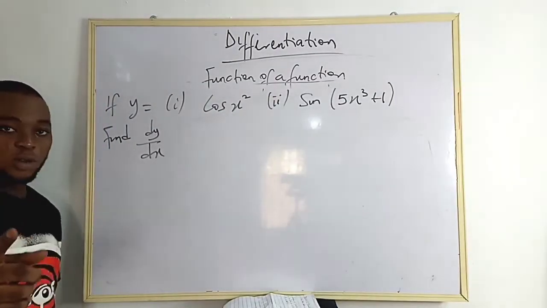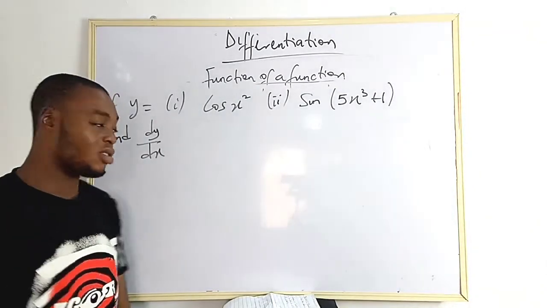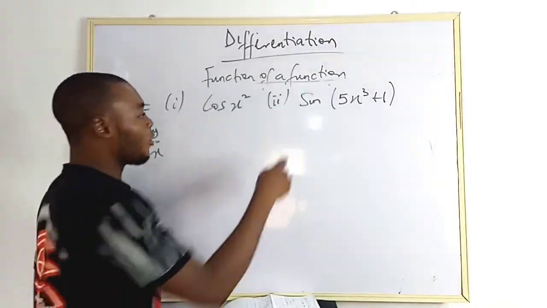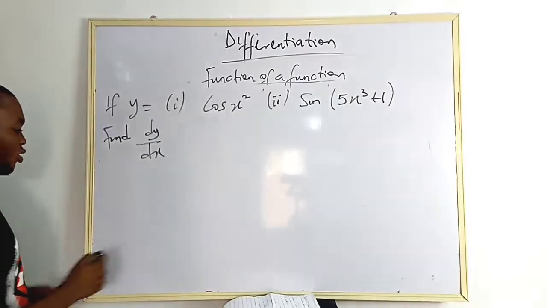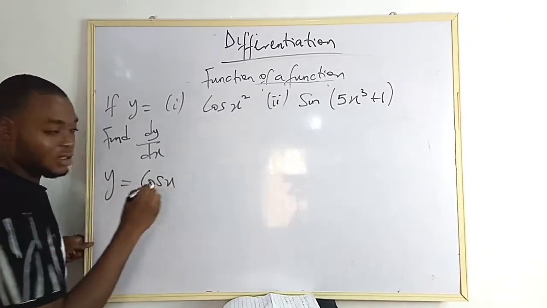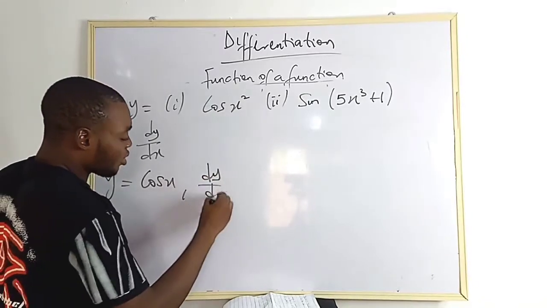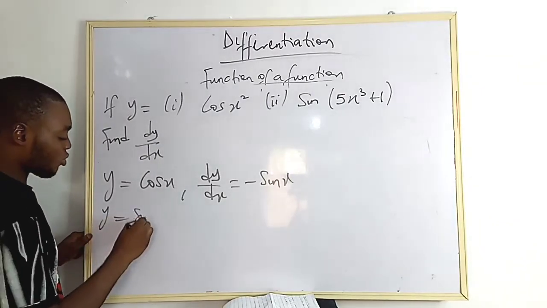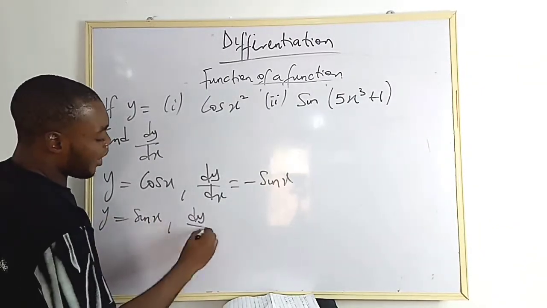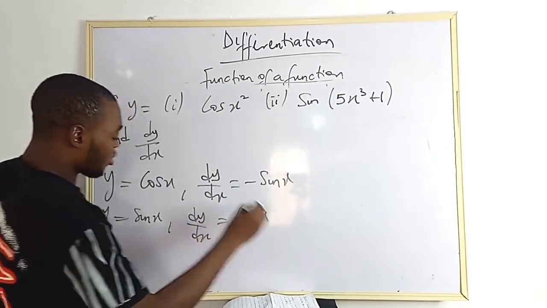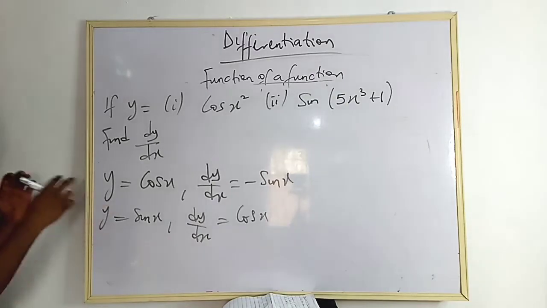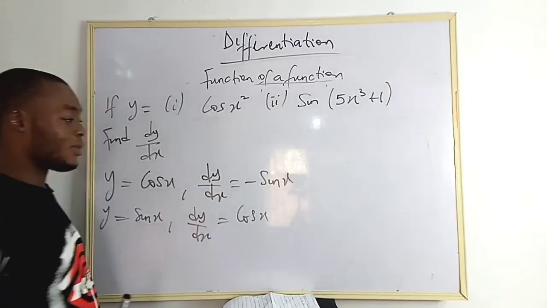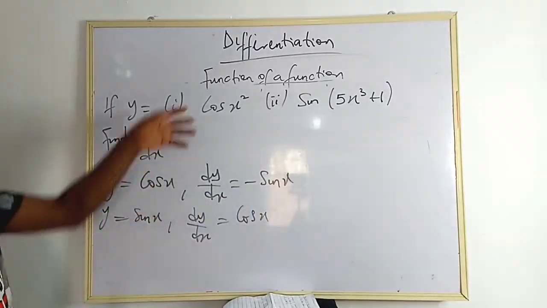Before we go, in case you're not familiar with differentiation of trigonometry, we'll briefly talk about the derivative of cos x and the derivative of sin x. The basic differentiation of trigonometry: if y equals cos x, then dy/dx equals minus sin x. If y equals sin x, then dy/dx equals cos x. It's just interchanged. I want you to keep this at the back of your mind because we're going to use it here.